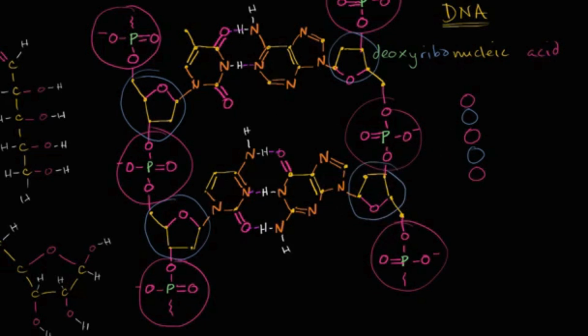So on the other strand, it's also going to look like this. So let me draw the phosphates. I'm just abstracting them now. So the phosphate, and then you have the sugars in between the phosphates. And what links them, you can think of them as the rungs on the ladder. These are the complementary nitrogenous bases.